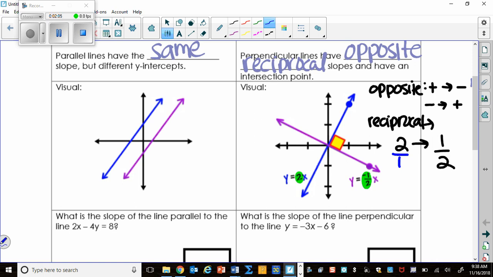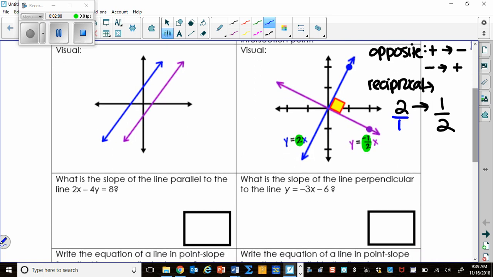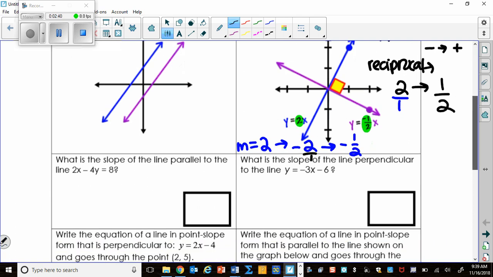So I'll show you the steps here at the bottom for this particular problem. You started with 2. Now the opposite of 2 is -2. And then the reciprocal of -2, you sometimes need to put that over 1 to help you. You can go ahead and do that. But the reciprocal of -2 over 1 is -1/2. That's how we ended up with this new slope of -1/2. Okay? So that's basically what we're going to be talking about today. Let's look at some practice problems.